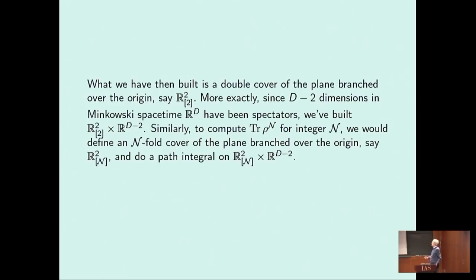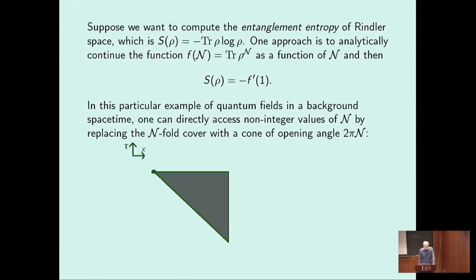And similarly, if we wanted to compute the trace of rho to the n for any positive integer n, we'd define an n-fold cover of the plane branched over the origin, say R2 sub n, and do a path integral there. Now suppose we want to compute the entanglement entropy of Rindler space, which formally is minus the trace of rho log rho. Well, if we could calculate the trace of rho to the n for every n, then this would be easy, because if f of n is the trace of rho to the n, then the entropy is minus f prime of 1.